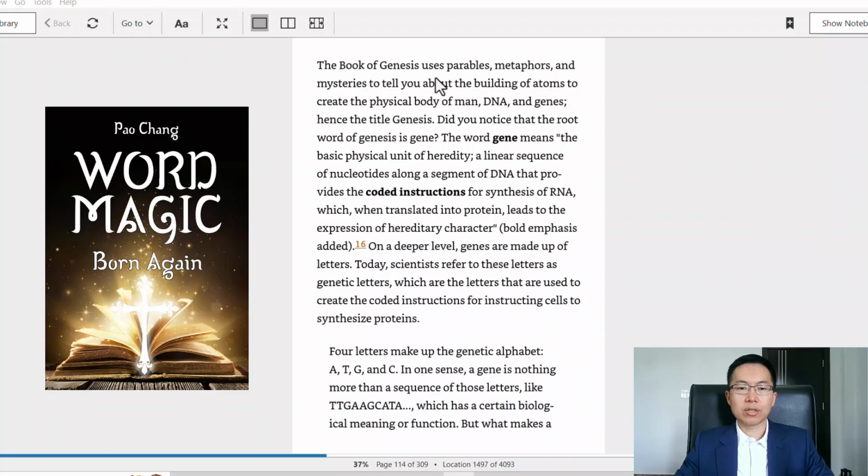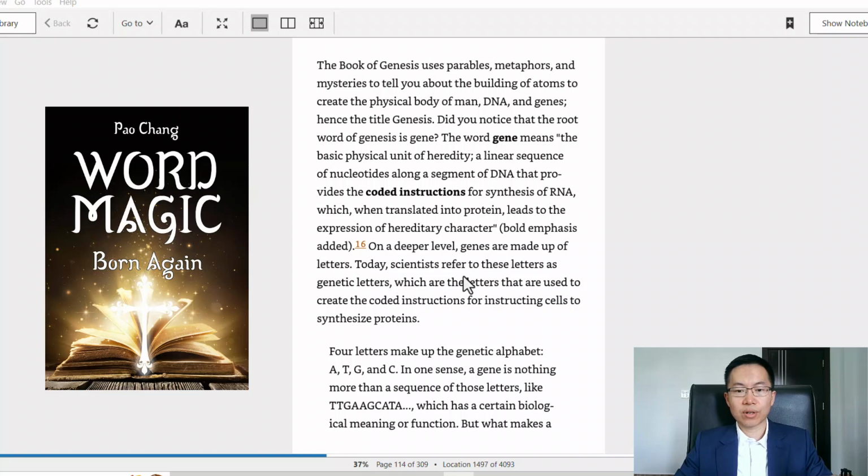The book of Genesis uses parables, metaphors, and mysteries to tell you about the building of atoms to create the physical body of man, DNA, and genes. Hence the title Genesis. Did you notice that the root word of Genesis is gene? The word gene means the basic physical unity of heredity, a linear sequence of nucleotides along a segment of DNA that provides the coded instructions for synthesis of RNA, which, when translated into protein, leads to the expression of hereditary character. On a deeper level, genes are made up of letters.